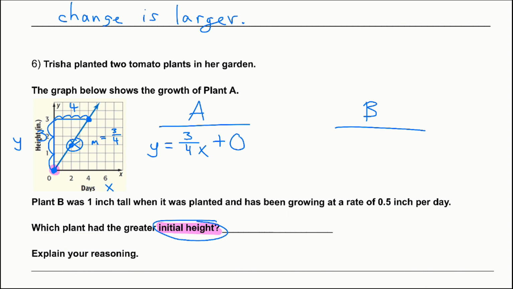For plant B, all of the information is in the problem. So it says plant B was 1 inch tall when it was planted, and it's been growing at a rate of 1/2 inch per day. So setting this equation up, it's 1/2 inch per day, and then the initial height is going to be, it was 1 inch tall when it was planted. So that means our initial height is going to be plus the 1 right there. Okay? So, which plant had the greater initial height? Plant B did.